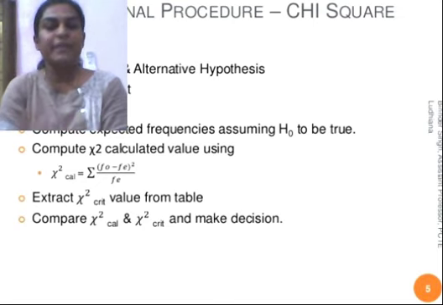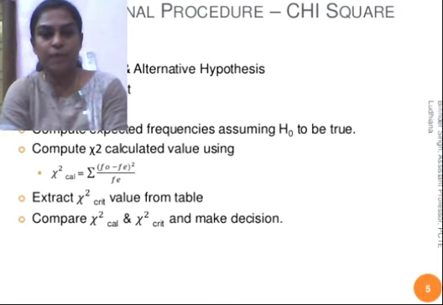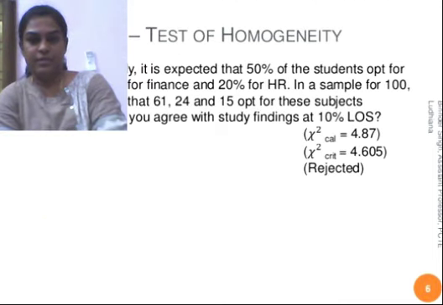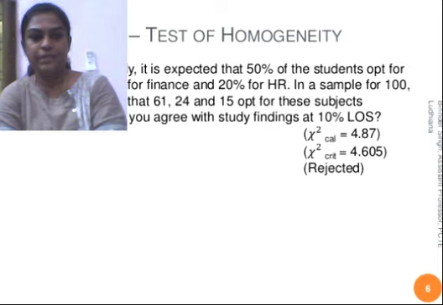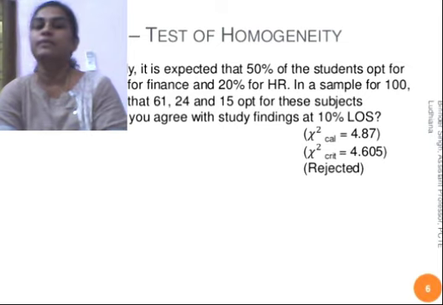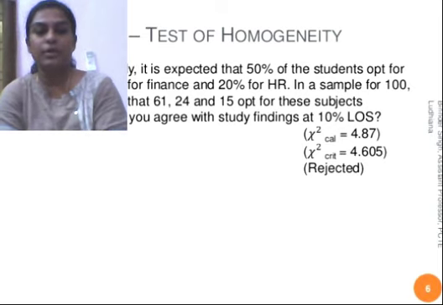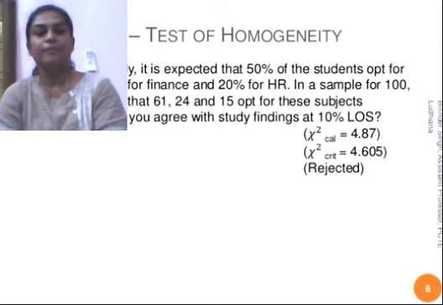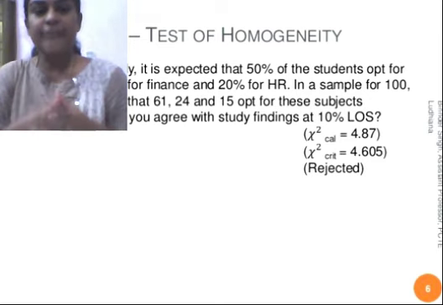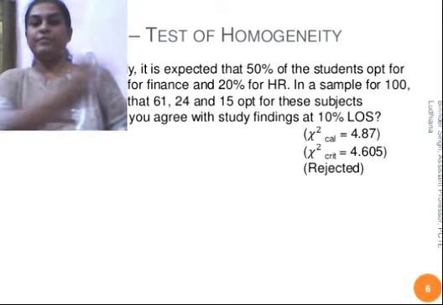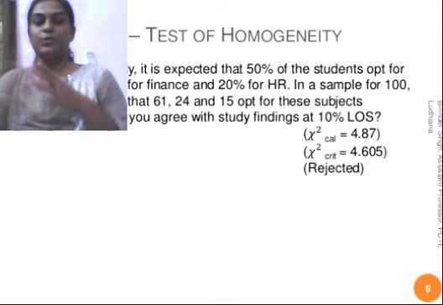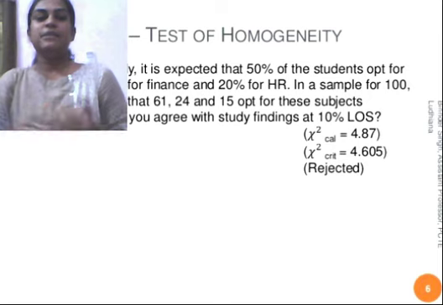Let me show you one better example to understand this whole computation procedure. See this example: here we are checking how the hypothesis is accepted or rejected. Based on a study, it is expected that 50% of students opt for marketing, 30% for finance, and 20% for HR, in a sample of 100 people. So among the total 100, 50% for one subject, 30%, and 20%. It is observed that 61, 24, and 15 opt for these subjects.